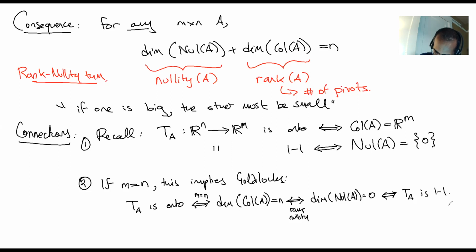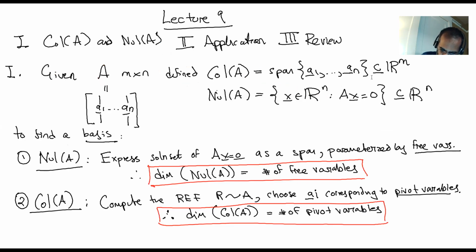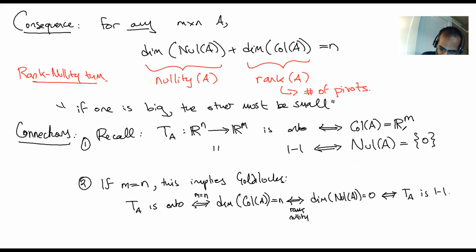No. The column space, if you go back to the previous slide, is the span of the columns of A, right? So it's contained in Rm. It's a subspace of Rm, but it's not equal to Rm in general. The column space of A does not have to be equal to Rm. What this is saying is that it's equal to Rm if and only if the linear transformation is onto. Oh, okay. Thank you.